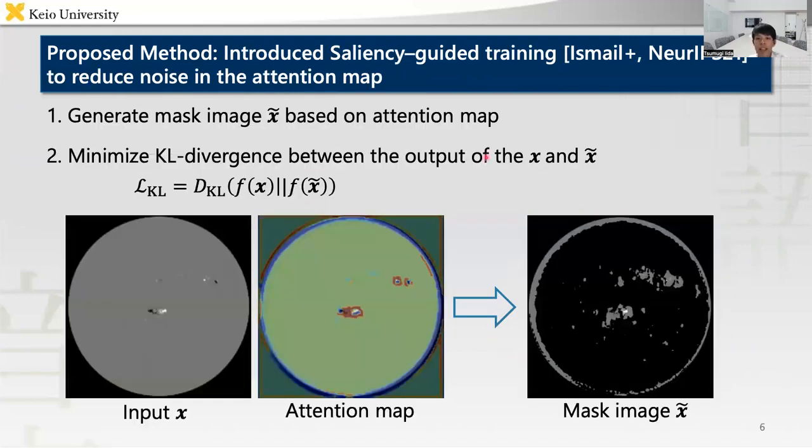We introduced saliency guided training, which has been successfully applied to gradient methods, to reduce noise in the attention map. This slide shows an overview of saliency guided training. First, based on the attention map, a masked image X tilde is generated by removing unimportant regions. Then, a loss to minimize the KL divergence between F(x) and F(x tilde) is introduced.